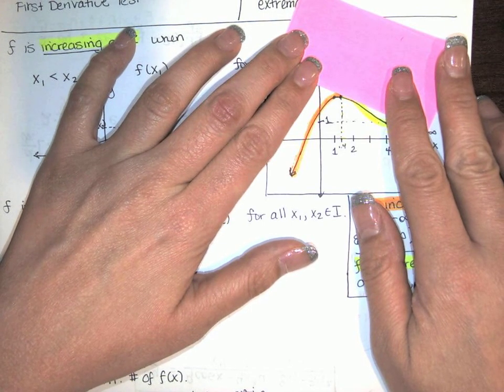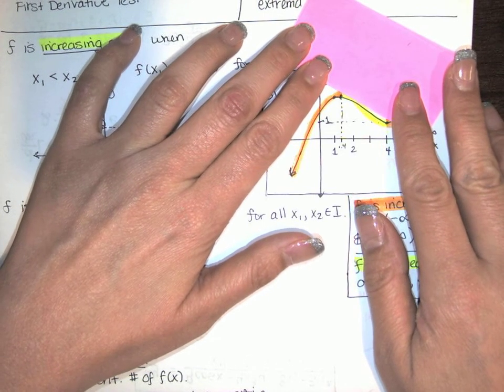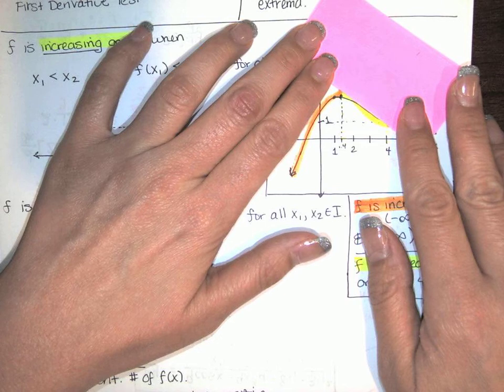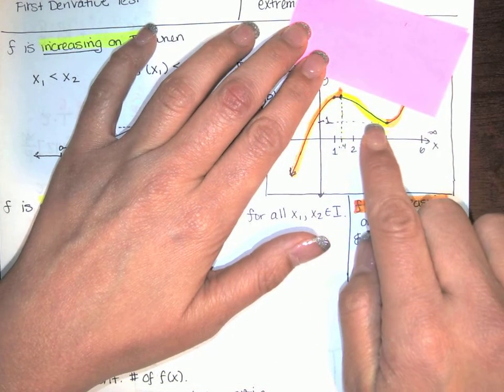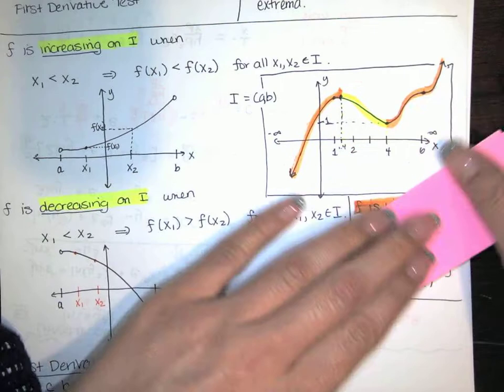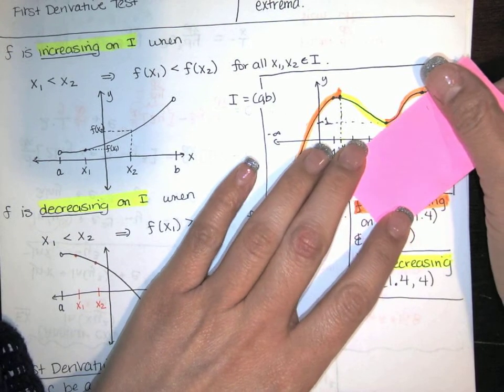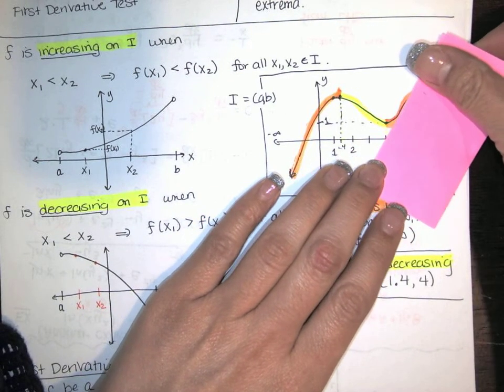Slope is negative there. Slope is even more negative there, even more negative there, and so on. All the slopes are negative from here to here. And then over here, I start drawing tangent lines and they start being positive again.